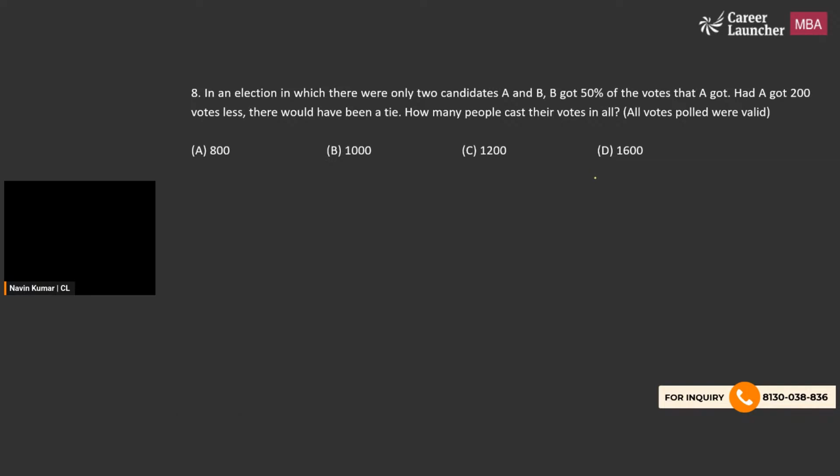Next question. In an election in which there were only two candidates, A and B, B got 50% of the votes that A got. Had A got 200 votes less, there would have been a tie. How many people cast their votes in all? And all votes polled were valid. So there were no invalid votes, or any votes which had NOTA as the option. Okay.